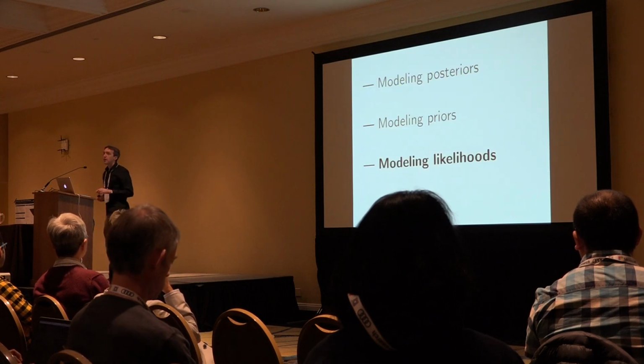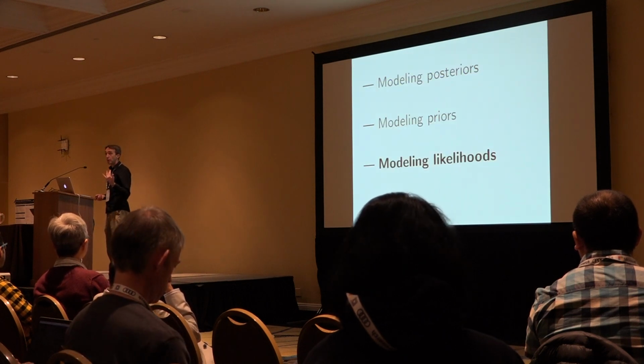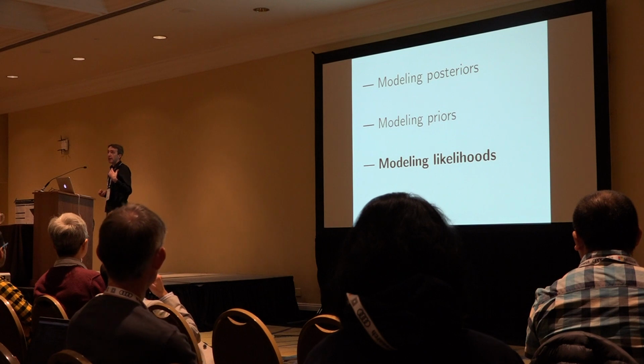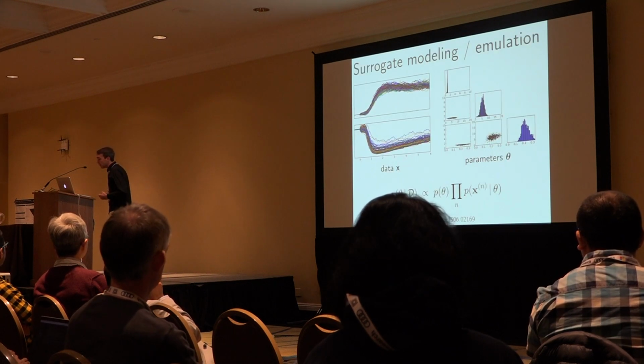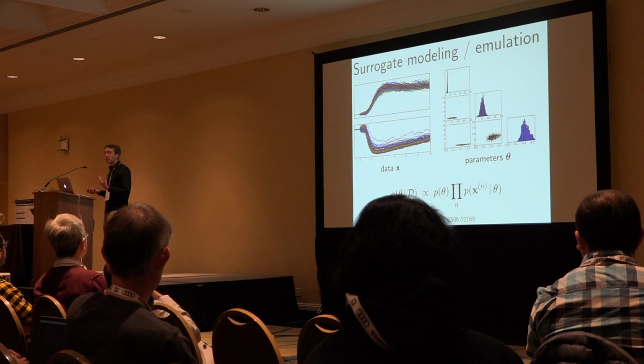Okay, so my third story is on modeling likelihoods, and that has a long history in statistics, sort of surrogate modeling, and I think is, again, an important part of how practical Bayesian inference works across the sciences, and people are beginning to use machine learning methods there. So here's a cartoon of what you might be doing.